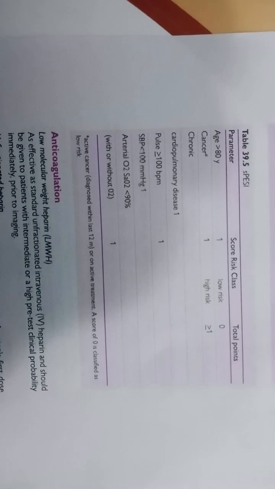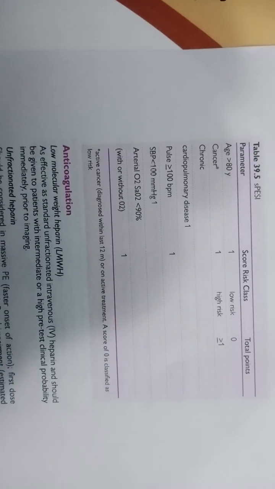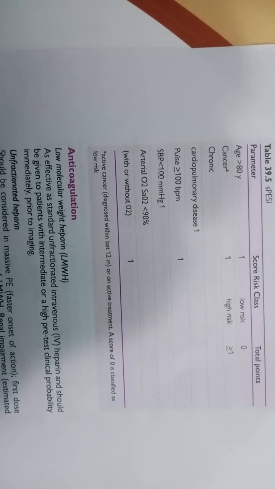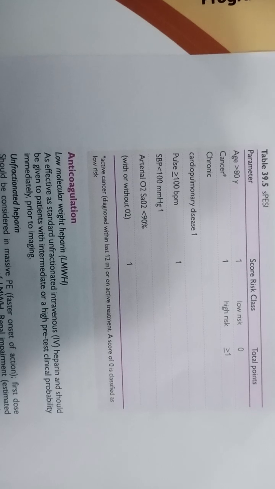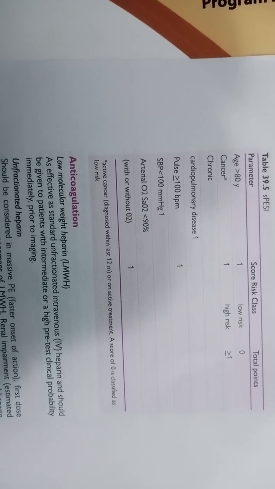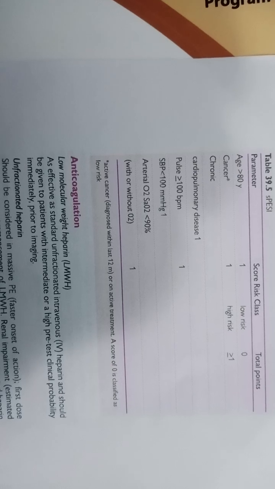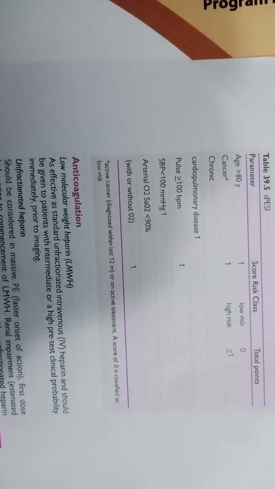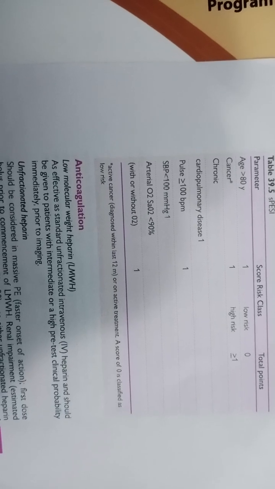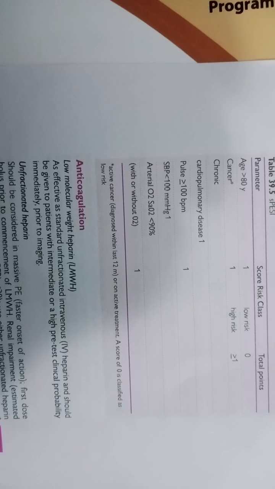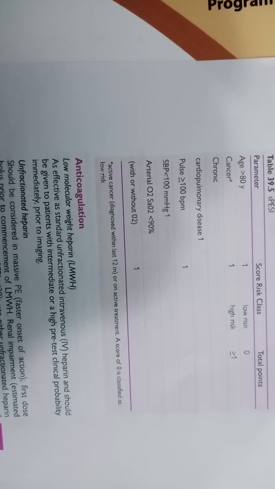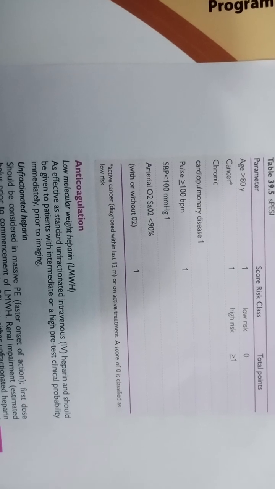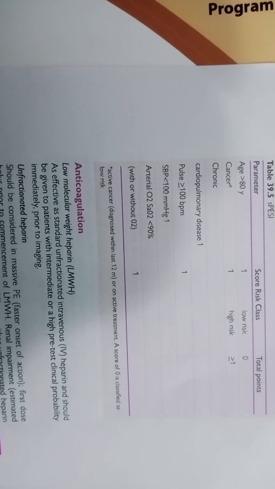The cancer, the score will take 1. Then the cardiopulmonary disease, if there is cardiopulmonary disease, the score will be 1. The pulse rate more than or equal to 100 beats per minute, we will give 1. Systolic blood pressure below 100 millimeter mercury, it will take 1. Oxygen saturation below 90, with or without oxygen, so the score will be 1.